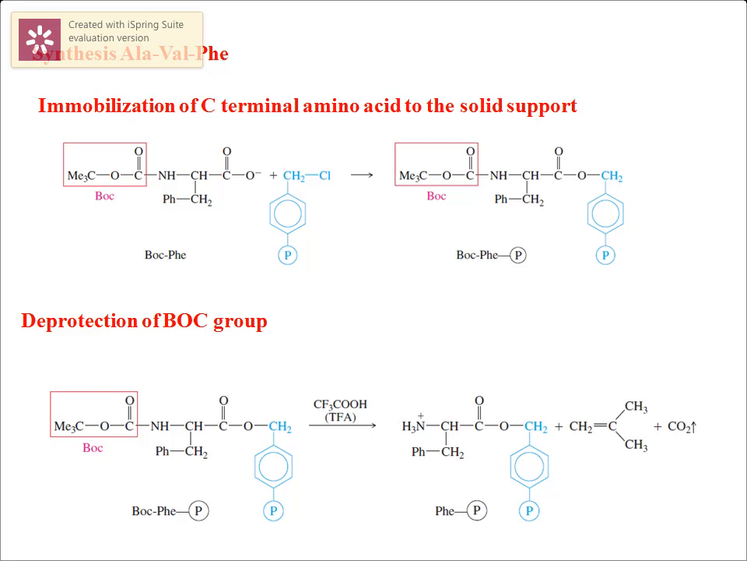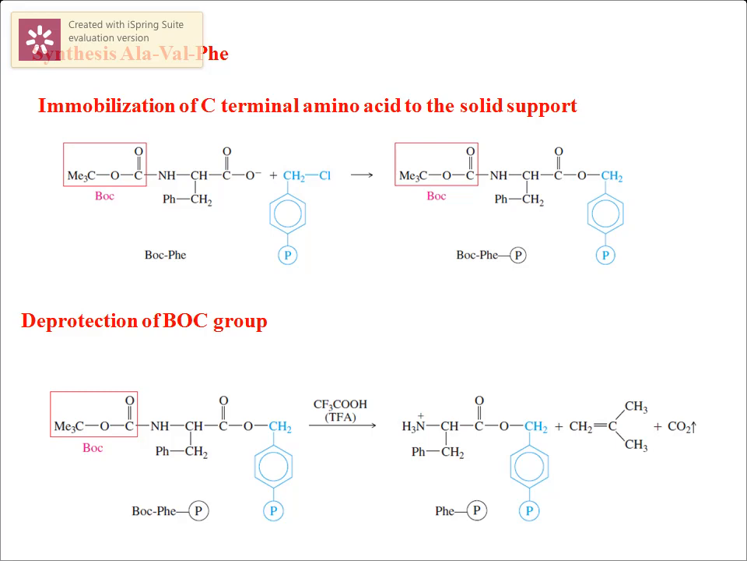Now we will go to the next step. In order to couple the next amino acid, we know that there should be a free NH2 group. But the NH2 group of phenylalanine, which is already on the solid support, is protected with BOC. So we have to remove this BOC, which we have already seen. Removal of BOC is with trifluoroacetic acid. Any acidic solution can remove the BOC. Normally we use 2% or 3% trifluoroacetic acid. In acid solution, the acid labile BOC group easily goes.